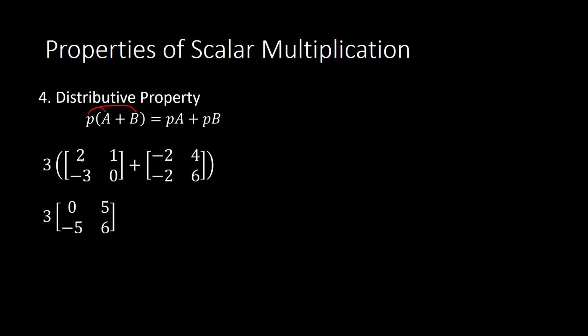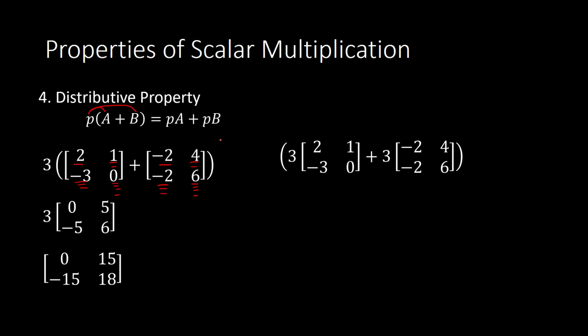So here I add first the 2 and the negative 2 to give me 0, 1 and the 4 give me 5, negative 3 and negative 2 give me negative 5, and then 0 and 6 would add together to give me 6. And then I multiply by 3 to get 0, 15, negative 15, and 18. And that is the same thing as multiplying the 3 by the first matrix and then 3 by the second matrix, and then add them together.